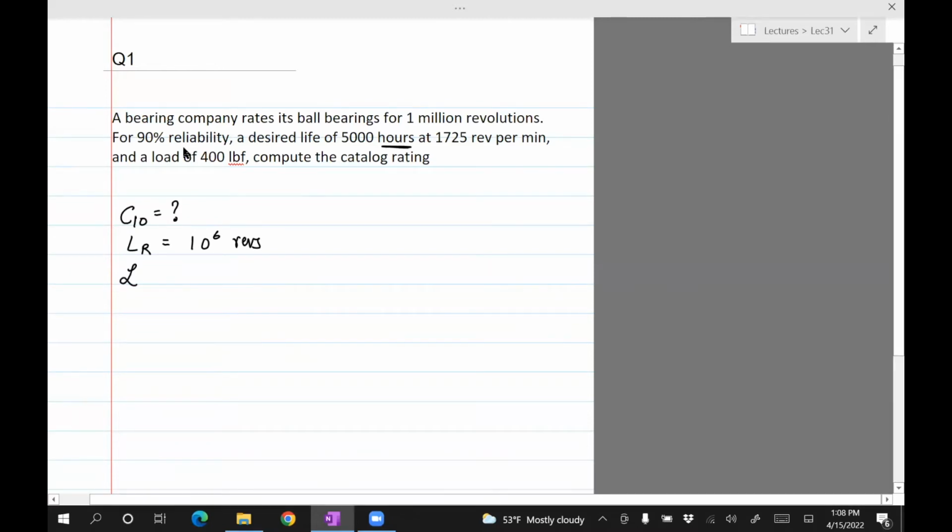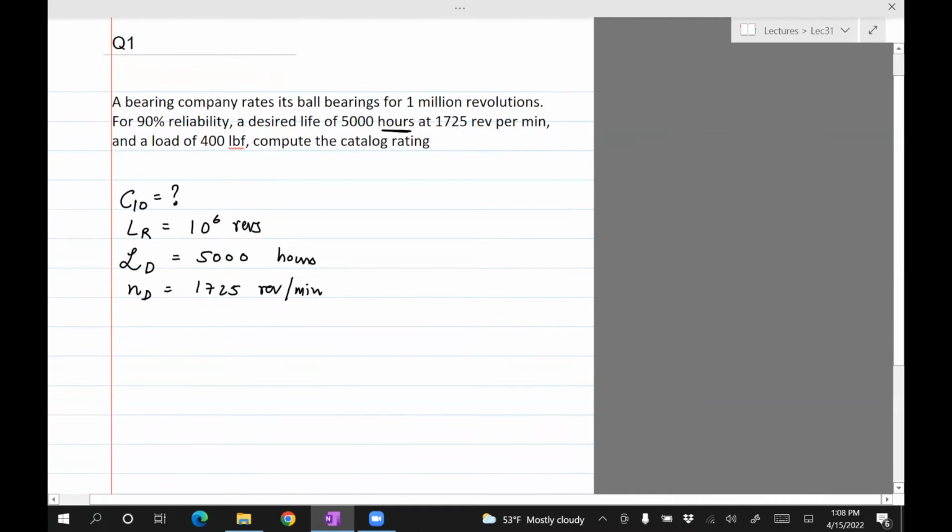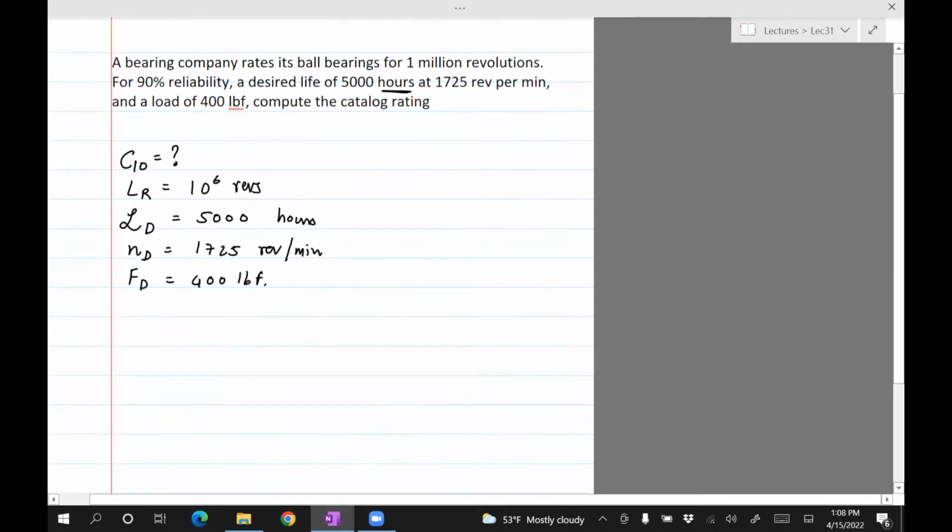So I need to use the abbreviated L, call it L_D, equals 5,000 hours. The speed N_D is 1725 rev per minute. And then the load is given, which means that F_D is 400 lbf. Okay, so C10 is asked.